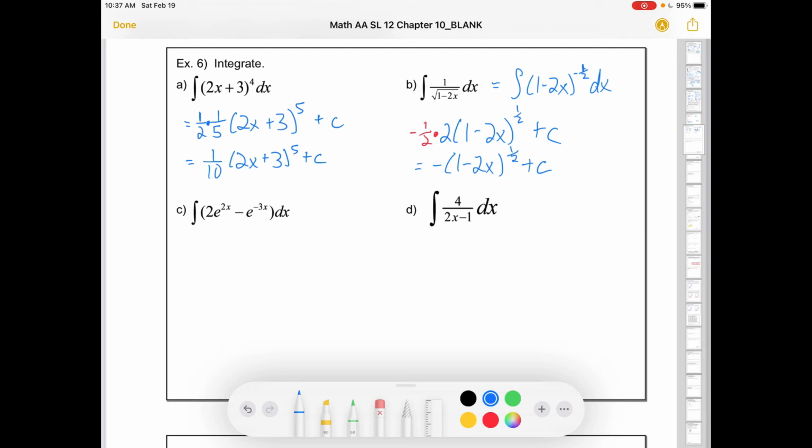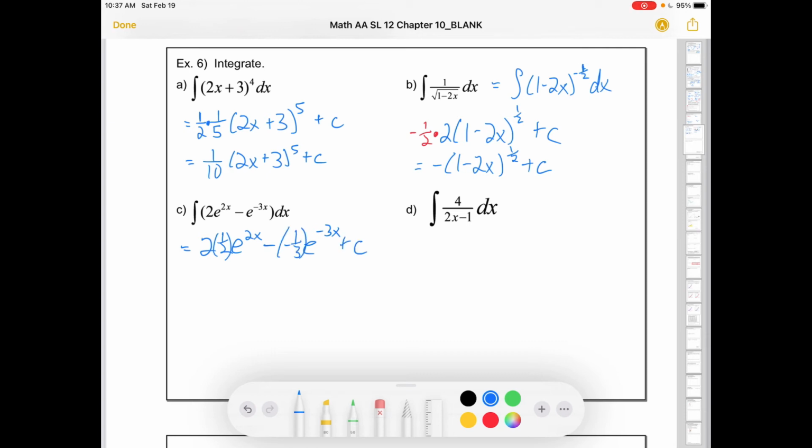We'll try and use the rules in the next one. So 2 is going to stay. e to the 2x becomes e to the 2x, but because of that 2x, we need a 1 over 2 out front. Minus e to the -3x is going to be e to the -3x, but because of that -3x, we need a -1/3 out front.